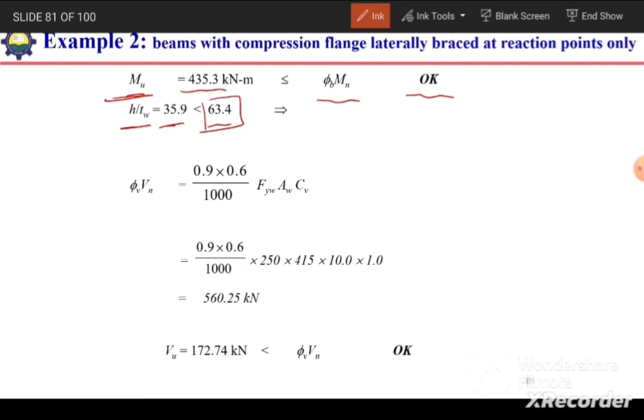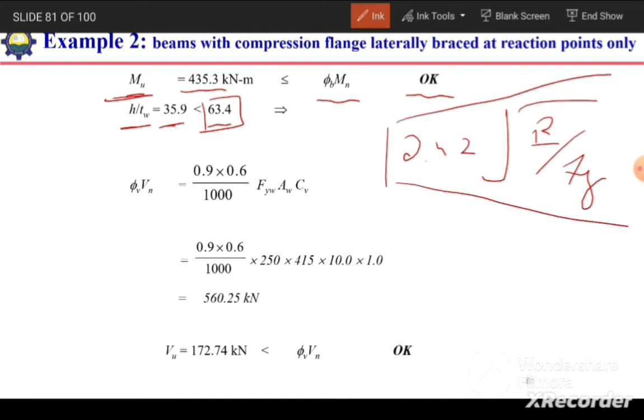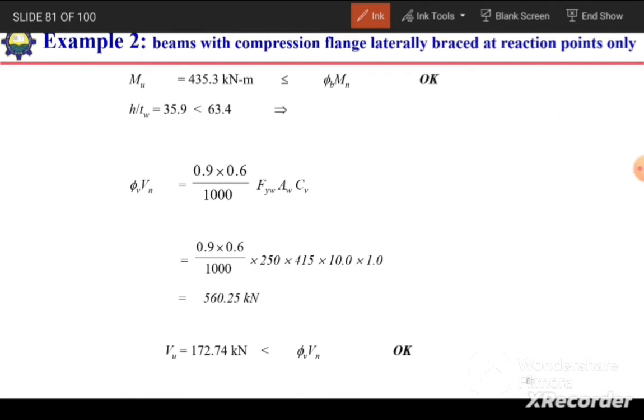And this 63.4 is again 2.42 times there is a factor like this, square root of E over Fy. So you can refer to the previous video related to example 1 for that, and for Fy 250 its value comes out to be 63.4. So when this h over tw is less than 63.4, in that case Cv will be equal to 1. We can use the limit corresponding to the yielding of the web for shear capacity of the section.